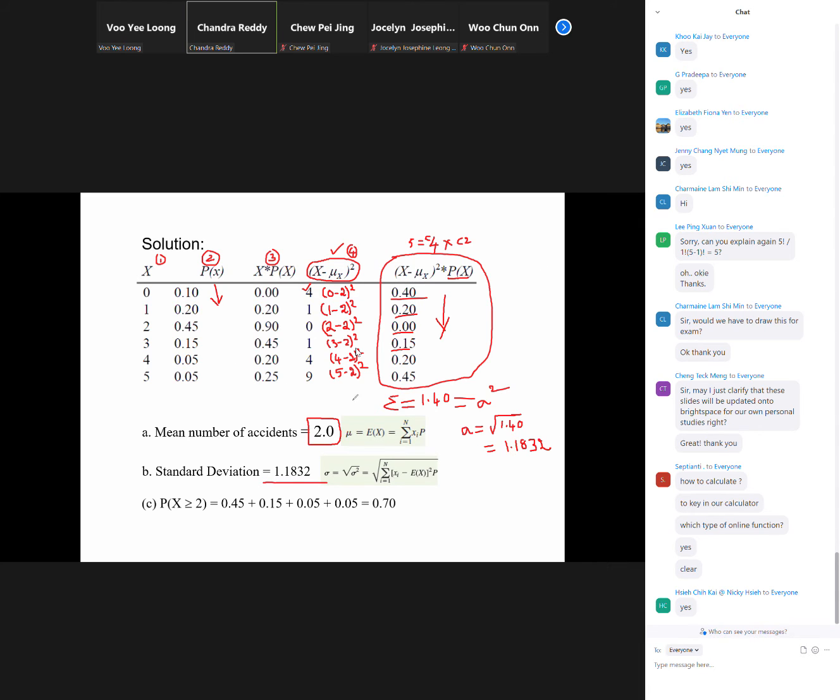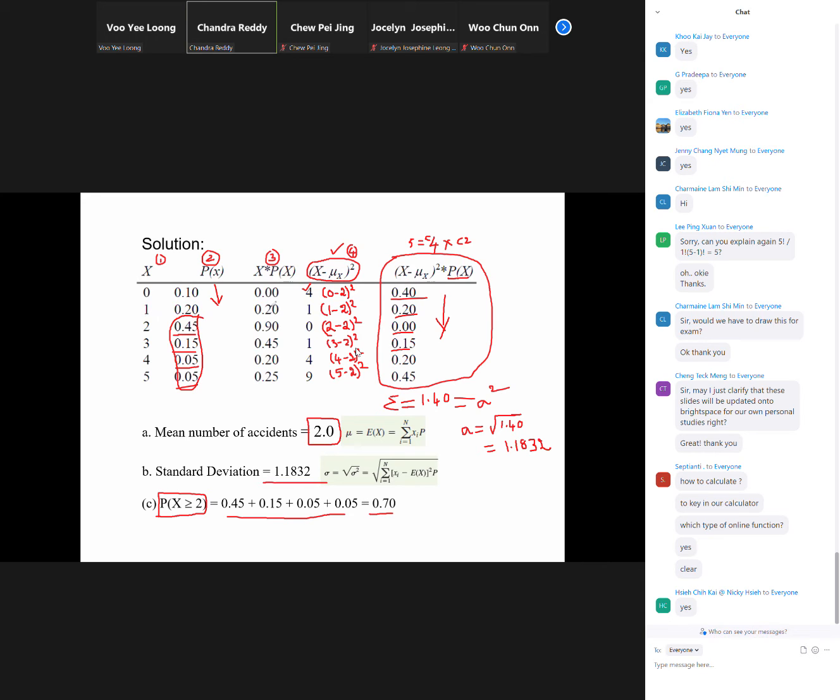Then the last part of the question is, what is the probability of at least 2 accidents on a given day? So that means probability of X greater than or equal to 2. So to know probability of greater than or equal to 2, we know probability of 2 is 0.45. Probability of greater than 2 is probability of 3, 0.15. Okay, so you need to add up all the remaining probabilities. So when you add up, you will get probability of X greater than or equal to 2. So that means the probability of having at least 2 accidents will be 0.70.